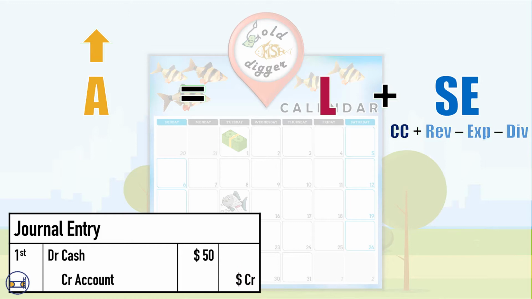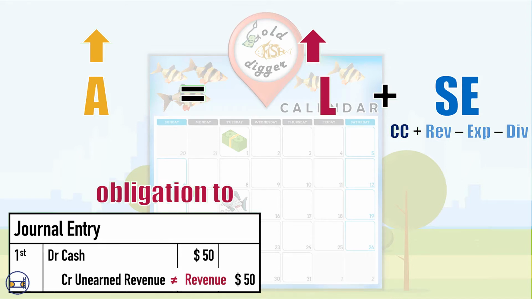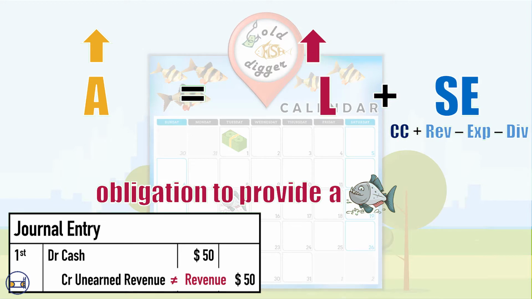By taking the money, I now have an obligation to provide this customer with a piranha, so I will record a credit to my liabilities. We call this liability an unearned revenue. Ironically, unearned revenues are not actually revenues. They represent an obligation the company has to the customer, not to pay cash like most of our liabilities, but to deliver a good or service. You can think of unearned revenue as a waiting area where revenues hang out until they're earned, kind of like purgatory.